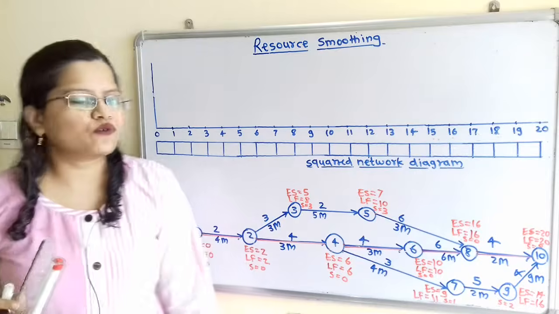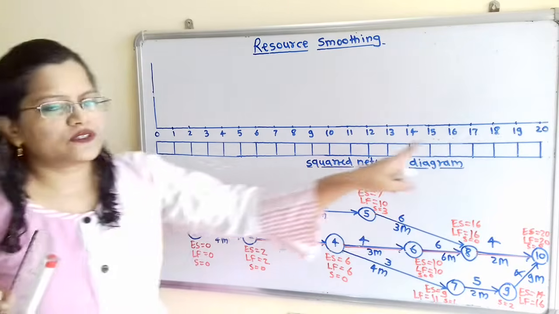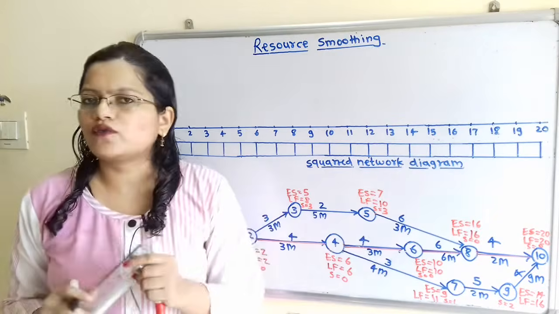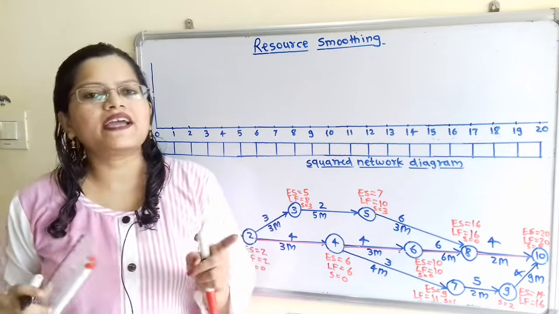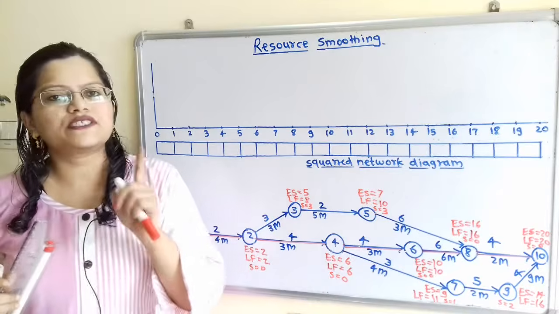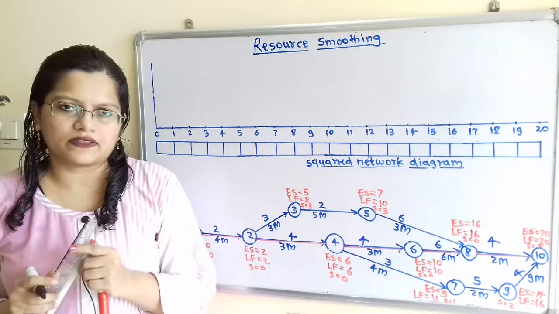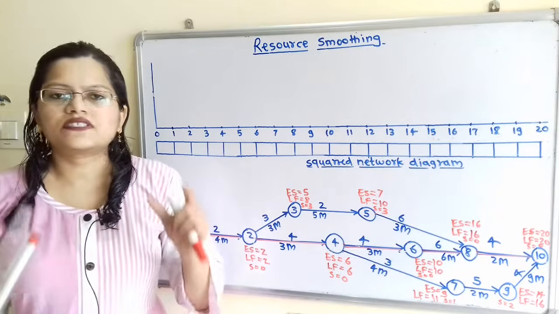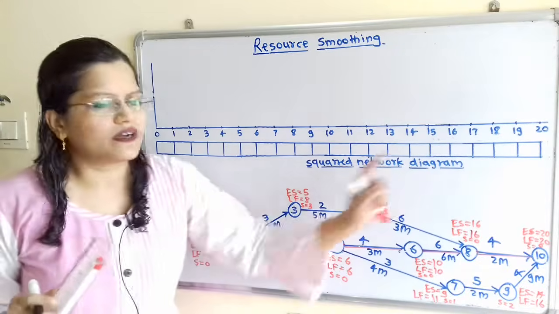That means we have to keep the total project duration, that is equal to 20 weeks, constant, and we have to shift the start time of the activities which are on the non-critical path. So let us first complete this squared network diagram.